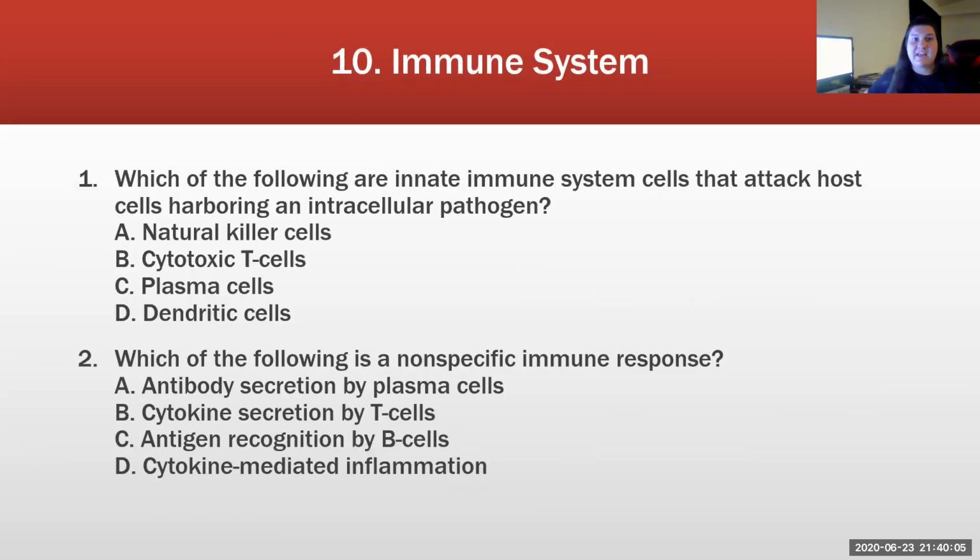Which of the following are innate immune system cells that attack host cells harboring an intracellular pathogen? Natural killer cells, cytotoxic T cells, plasma cells, dendritic cells.